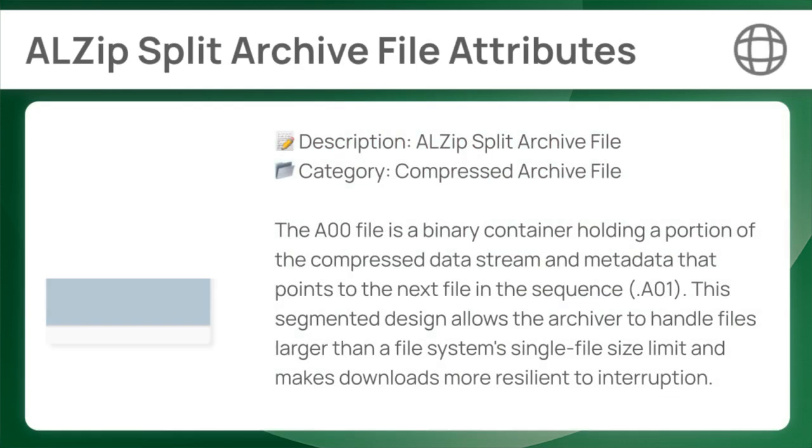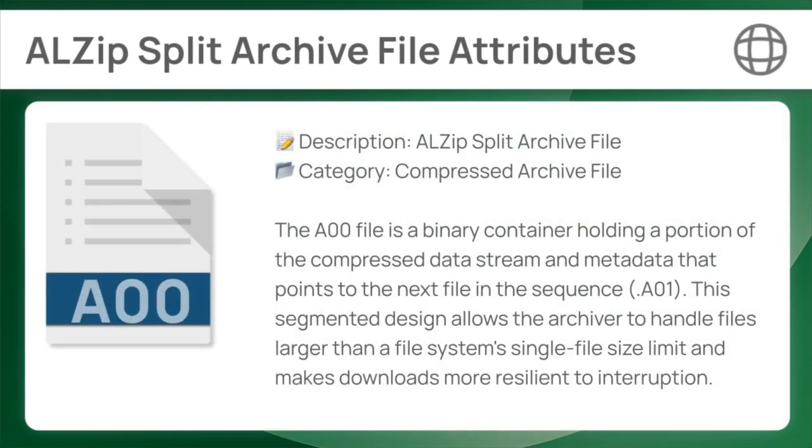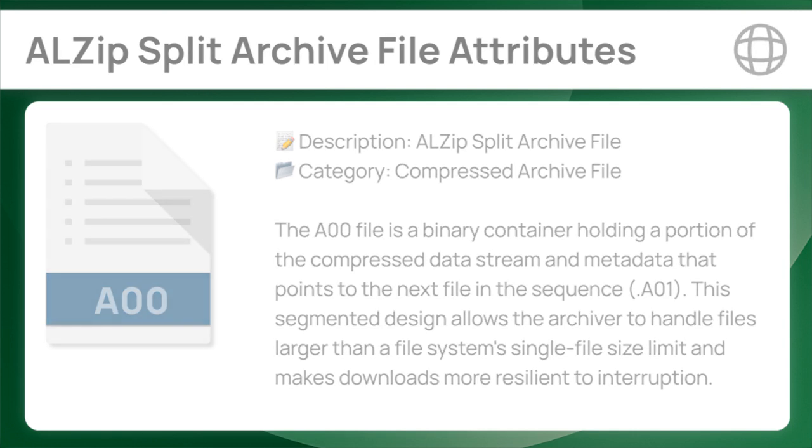The A00 file is a binary container holding a portion of the compressed data stream and metadata that points to the next file in the sequence, A01. This segmented design allows the archiver to handle files larger than a file system's single file size limit and makes downloads more resilient to interruption.